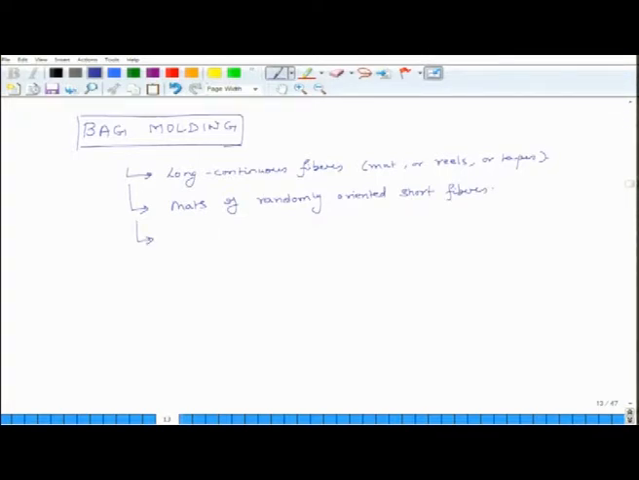Or you can also use prepregs. So, what are prepregs? They are mixtures of semi-cured matrix and continuous fibers in a mat form, and these are highly oriented fibers. You can use either of these, and you can use the bag molding process to make high quality composite structures and materials from this.